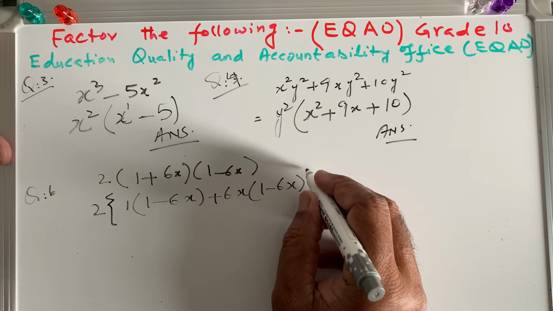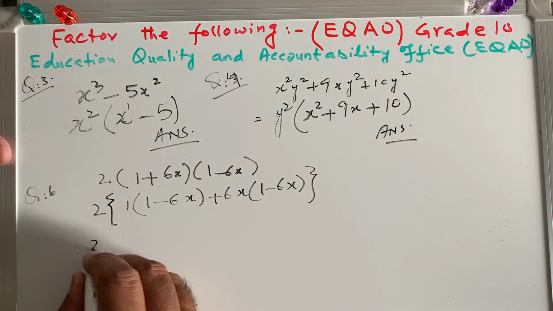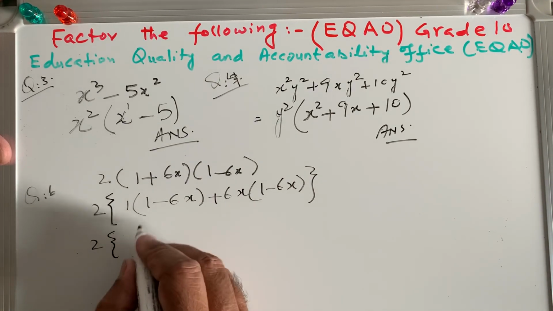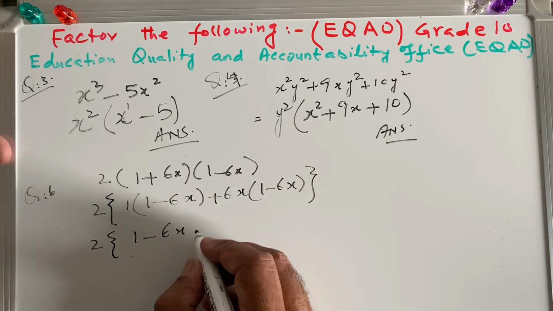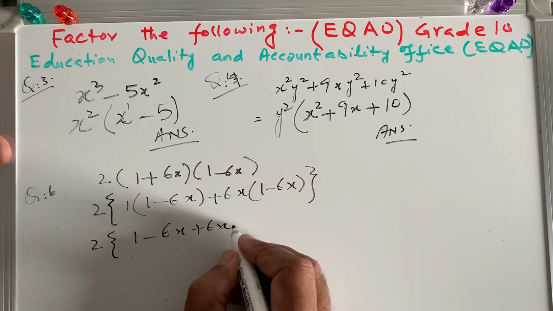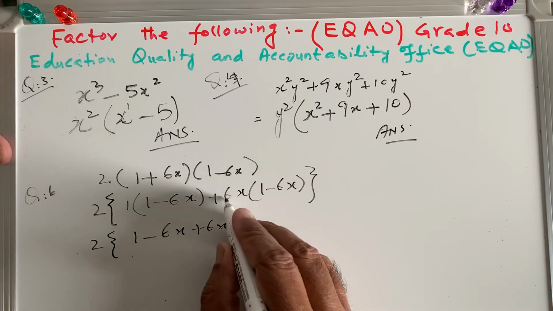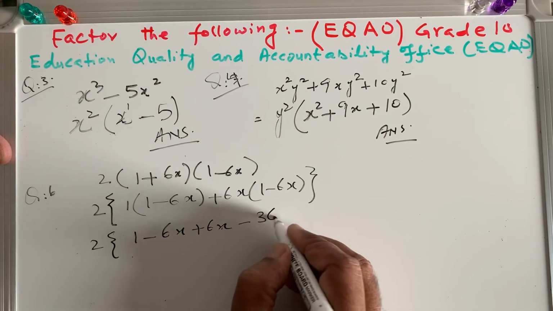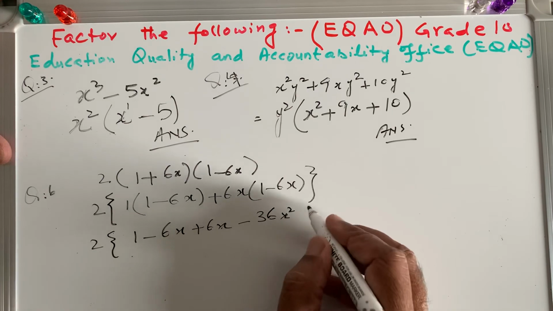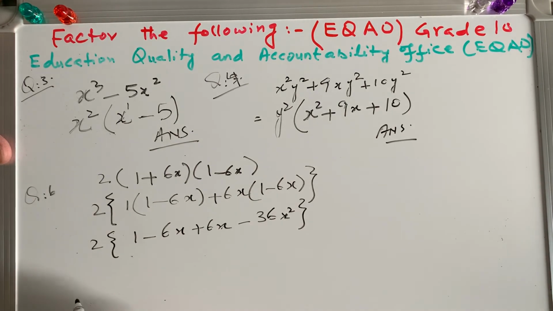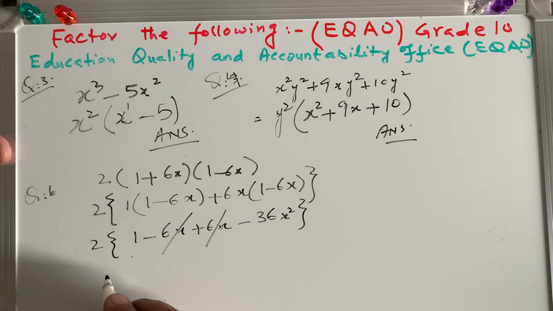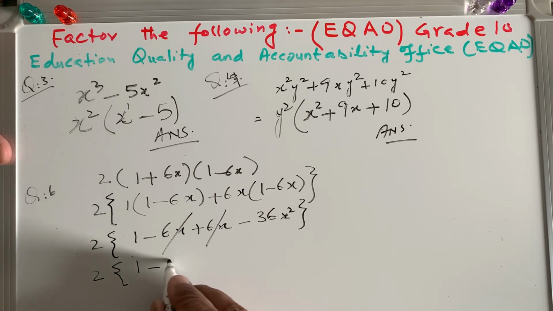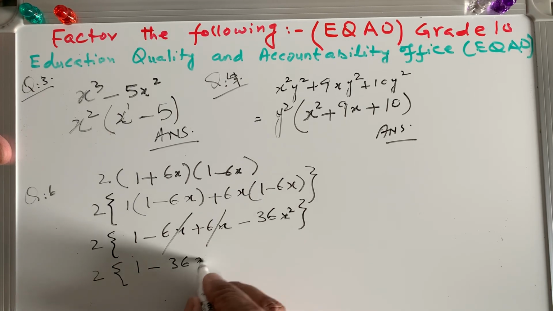So now we have to multiply. 2 remains outside the bracket. 1 times 1 is 1. 1 times minus 6x is minus 6x. 6x times 1 is plus 6x, and plus minus minus 6 times 6 is 36, so we have 36x squared, and we have the bracket. Now I can see that minus 6x and plus 6x get cancelled, so 2 is outside the bracket, and what I have inside the bracket is 1 minus 36x squared.